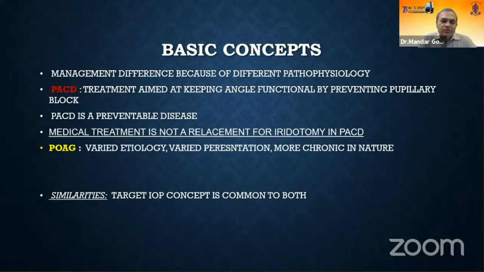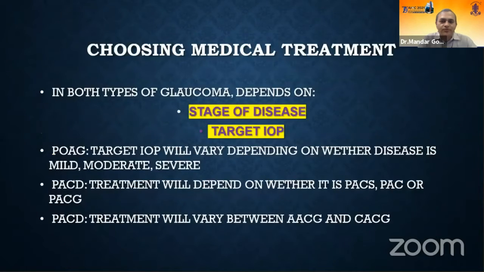In PACD, the treatment is aimed at keeping the angle functional by preventing a pupillary block. And by and large, the PACD is a preventable disease. But one important caveat is that iridotomy, laser iridotomy, does not replace all the other options that we have. Whereas in POAG, the etiology is varied, the presentations are varied, and often the disease is common. But the similarity is that you have to have a target IOP for both the types of glaucoma.